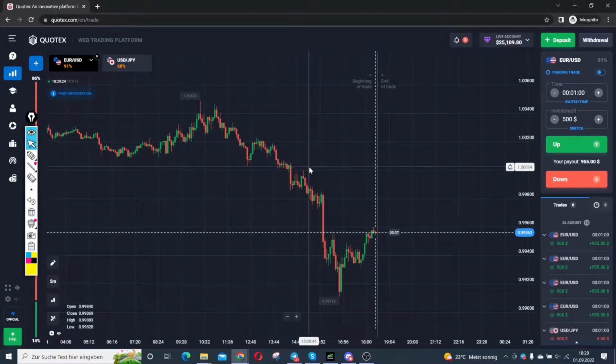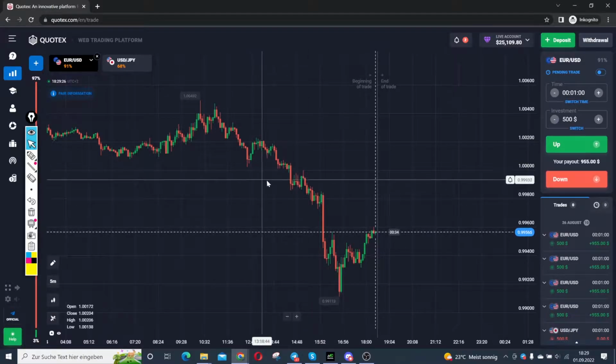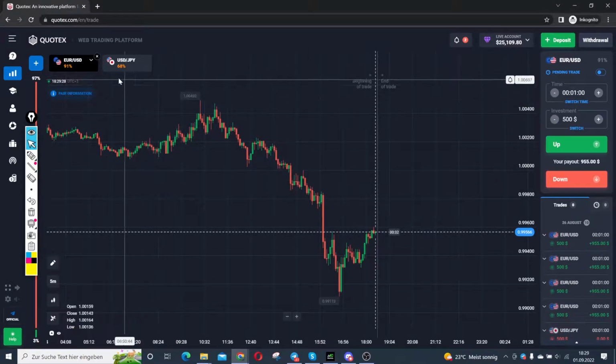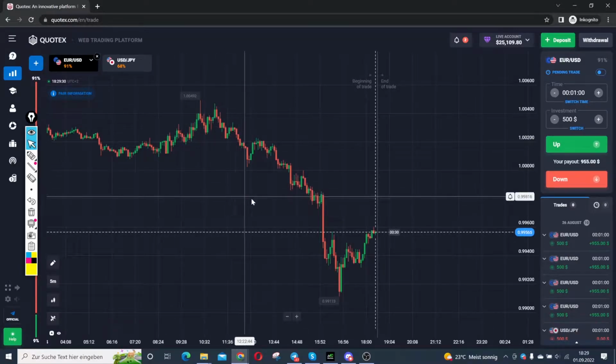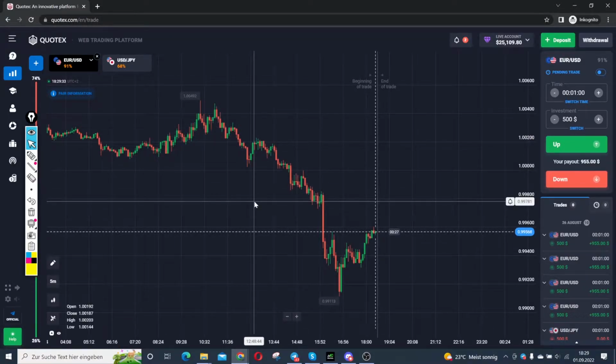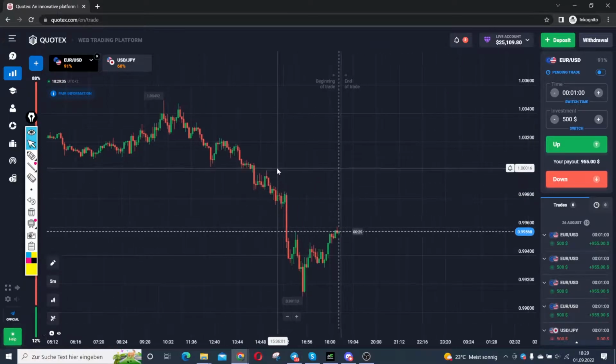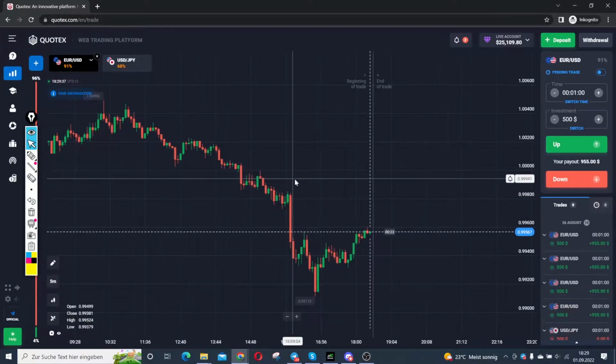We want to start to make our analysis in the euro dollar and also in the currency pair US dollar Japanese yen. Maybe today we will find also some live trades, but let me start with how to use price action, how to analyze the chart.